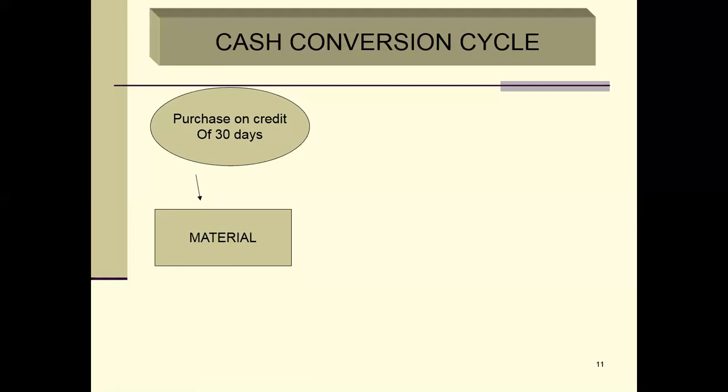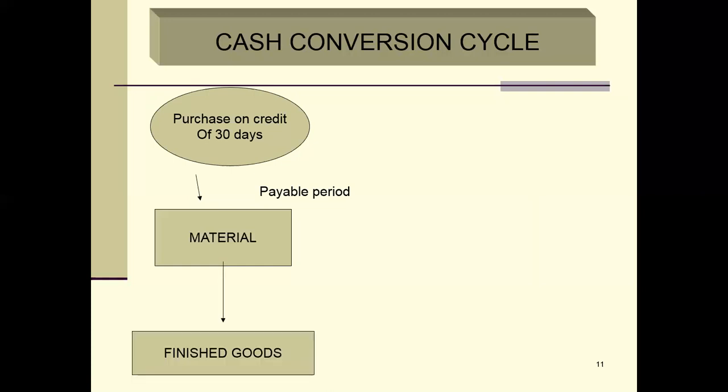you purchase on credit for 30 days. This is your payable period. You will pay this amount after 30 days. Now this material is converted into finished goods and it takes a processing time of 45 days. It means the material that you are buying will not directly go to the production floor. Material will remain in a store, then a demand will arise on the production floor and you will shift it, take processing time, and then finished goods will be ready.